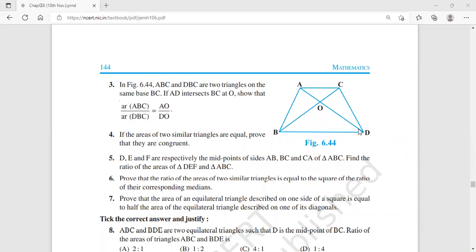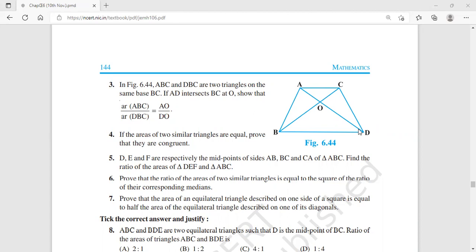Let's take the third question. In the third question, we have to prove that area of ABC by area of DBC is equal to AO by DO. What is given is ABC and DBC are two triangles on the same base BC. If AD intersects BC at O, show that area of triangle ABC by area of triangle DBC is AO by DO. One thing we have to look at here is that ABCD is not a trapezium. Even though it looks like a trapezium, remember it's not, because it is not mentioned in the question, and pictorially also there is no line parallel to another line. That is, opposite sides are not parallel. So ABCD is not a trapezium.